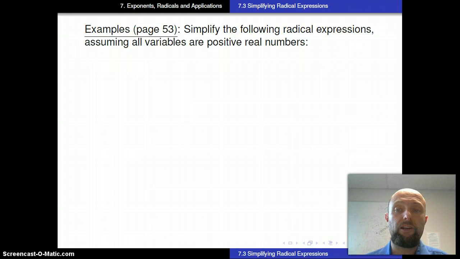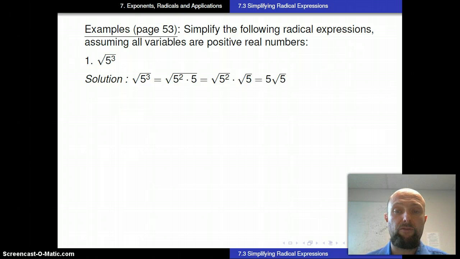Simplify the following radical expressions, assuming all variables are positive real numbers. The square root of 5 to the power 3. We have to factor 5 to the power 3, and one of the factors has to be the largest square in 5 to the power 3. We rewrite 5 to the power 3 as 5 squared times 5. Then we use the product rule to rewrite square root of 5 squared times 5 as square root 5 squared times square root of 5. And now we simplify. And that is our final answer.